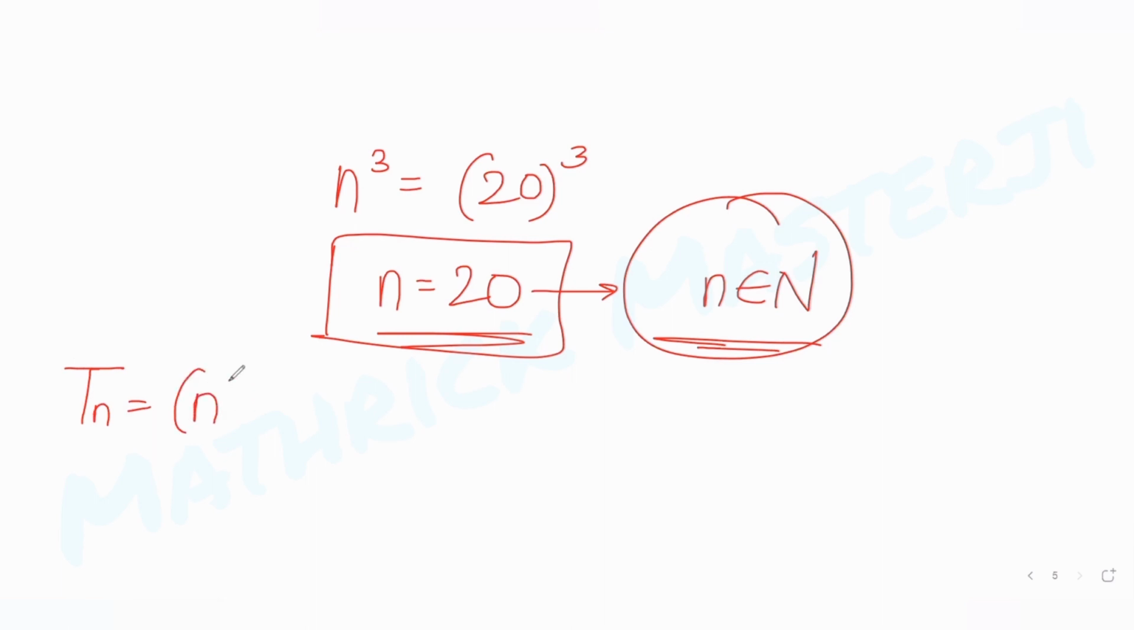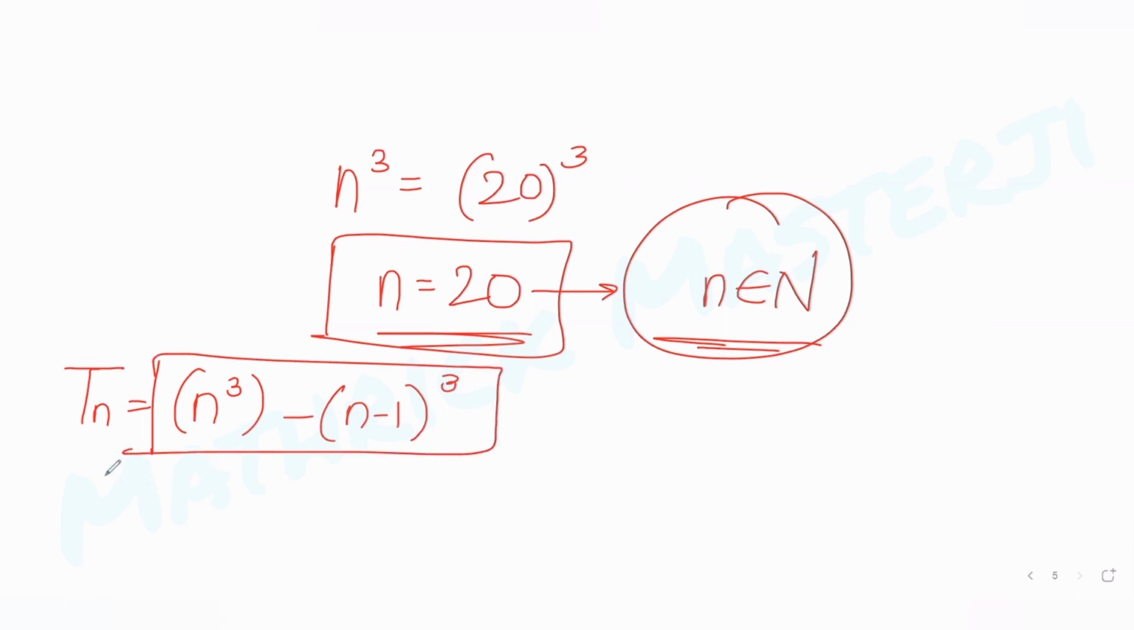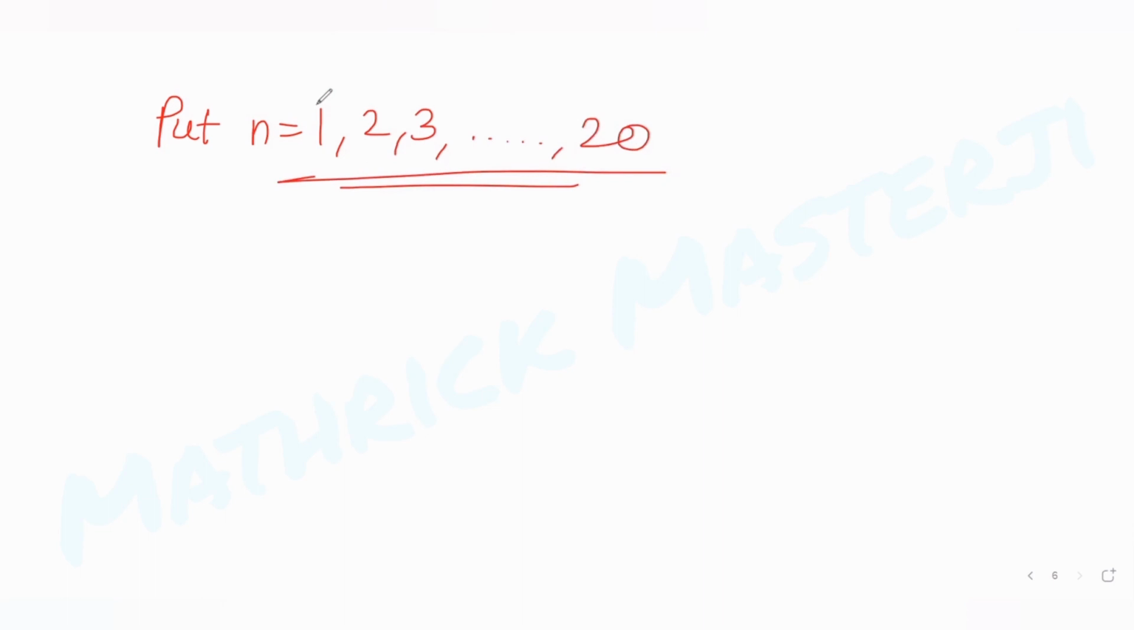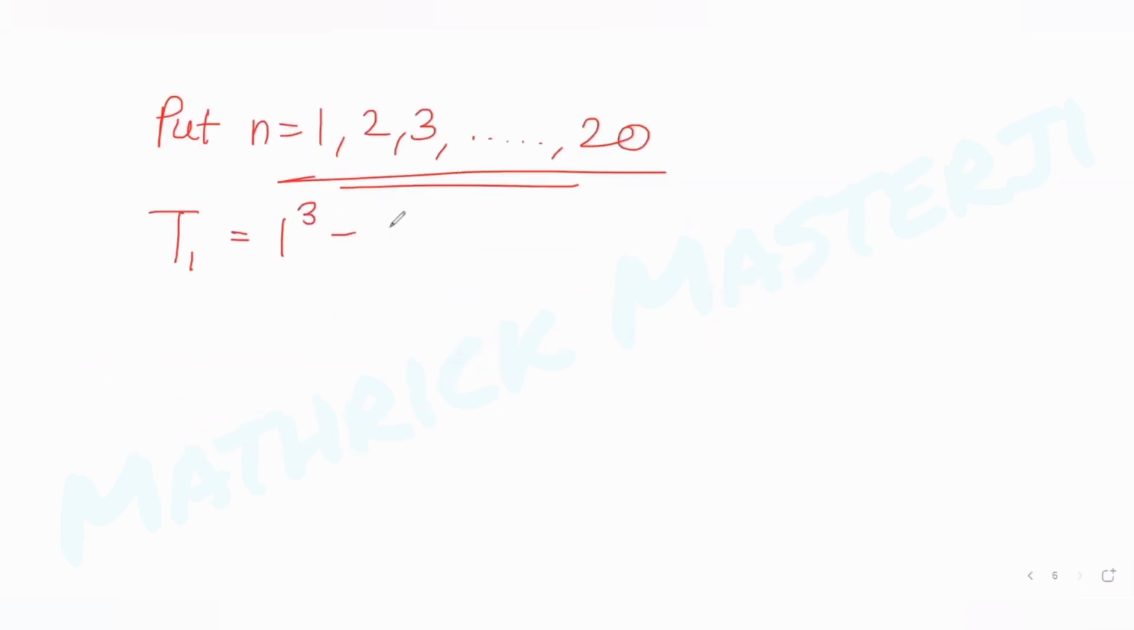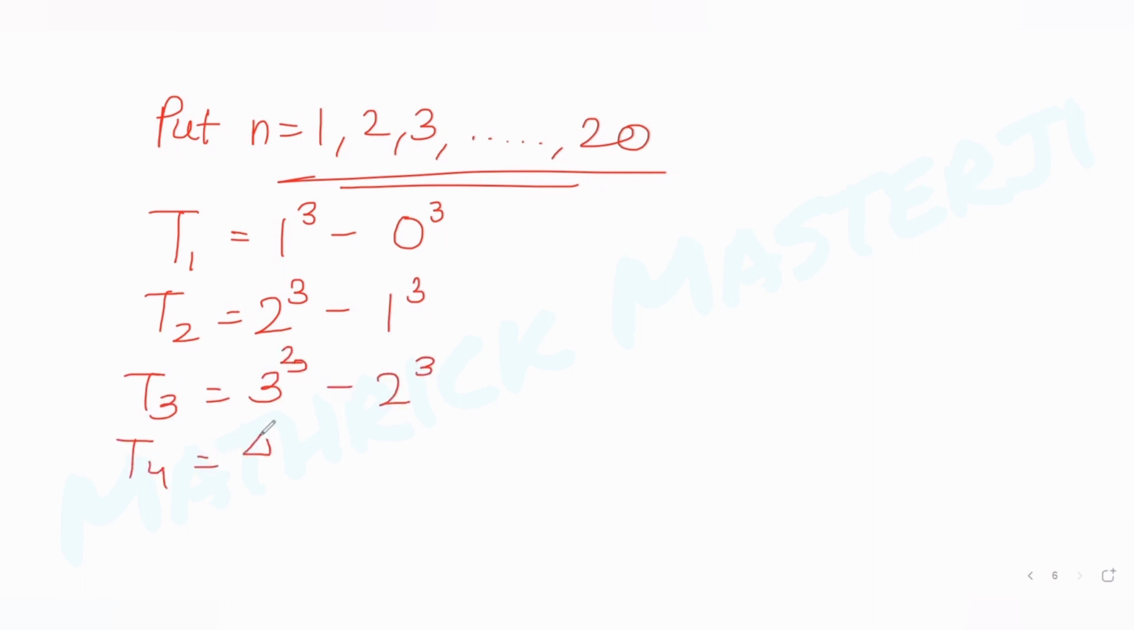So we had our Tn as n cube minus n minus 1 the whole cube. If I put n as 1, 2, 3 till 20, let's see if my sum becomes 8,000 so that my first statement gets verified. If I put n as 1, t1 becomes 1 cube minus 1 minus 1, so 0 cube. Second term becomes 2 cube minus 1 cube. Third term becomes 3 cube minus 2 cube. Fourth term becomes 4 cube minus 3 cube.